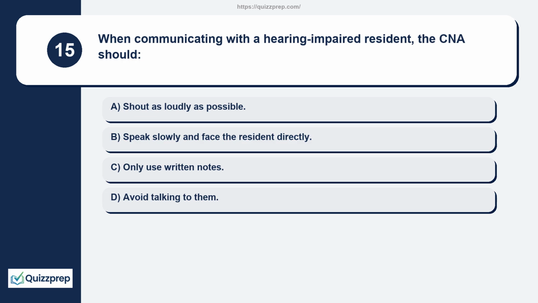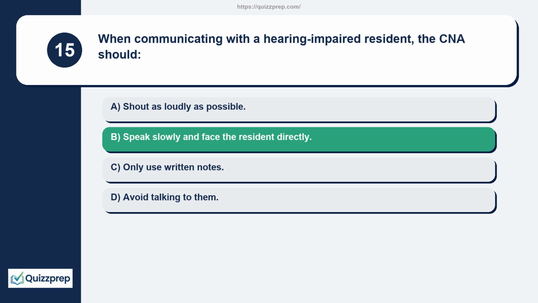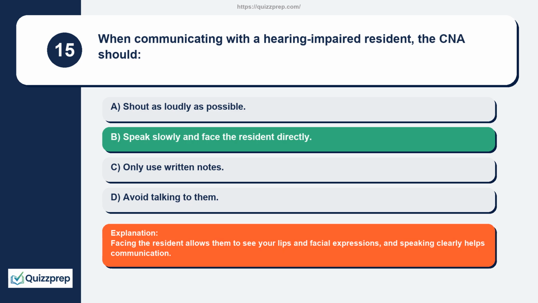Question 15. When communicating with a hearing-impaired resident, the CNA should shout as loudly as possible, speak slowly and face the resident directly, only use written notes, or avoid talking to them. Facing the resident allows them to see your lips and facial expressions, and speaking clearly helps communication.